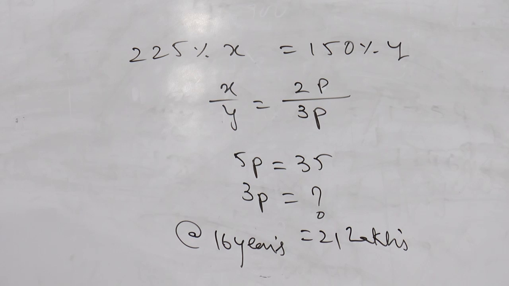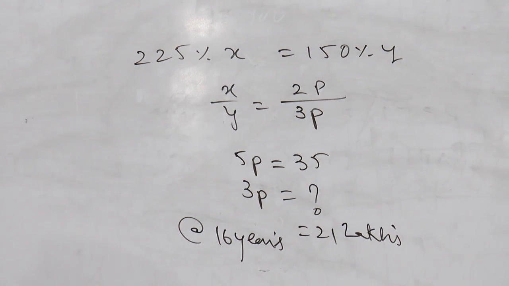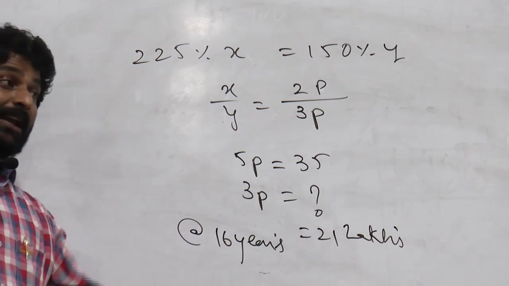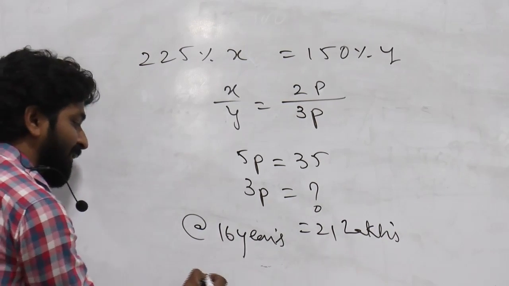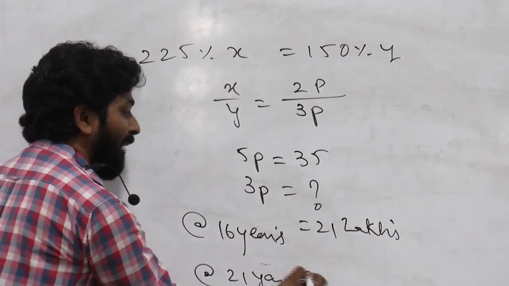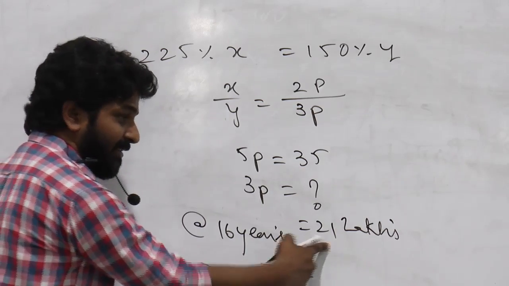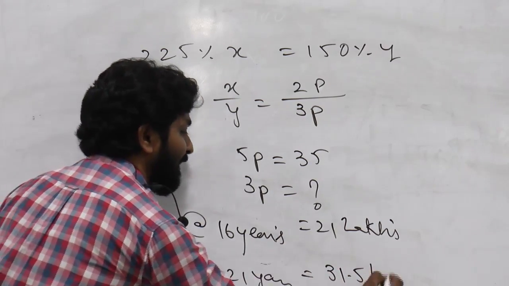When the will was written, and even when the will is complete, both get the same amounts. Elder daughter will receive 21 lakhs at the age of 16 years, not at the age of 21 years. If you are asked about at the age of 21 years, you will have to add 50% of this. That is 31.5 lakhs.